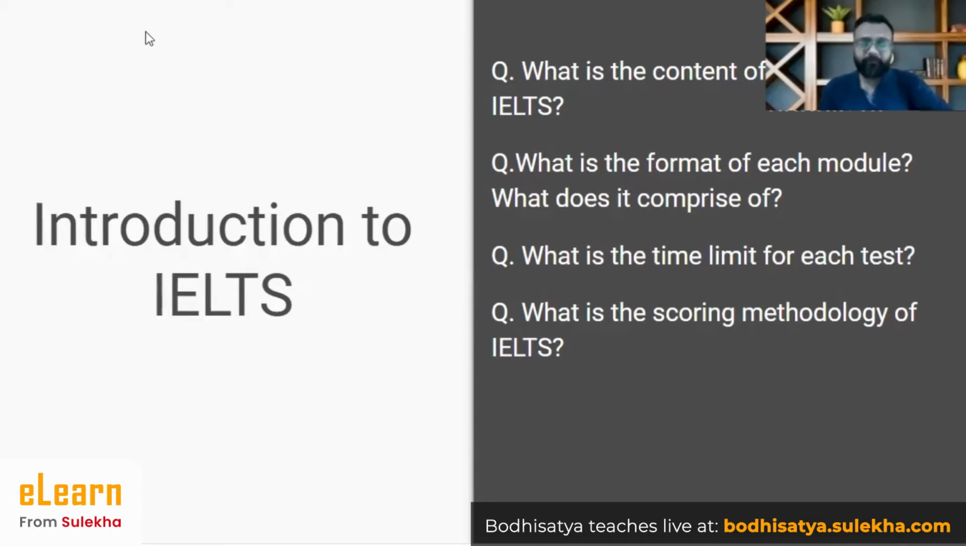The full form of IELTS is International English Language Testing System. Under IELTS, we have two main modules: IELTS Academic and IELTS General. Under both these modules, we have four submodules which are the same for both: reading, writing, speaking, and listening skills. All these skills are going to be tested while you are appearing for either IELTS General or IELTS Academic.